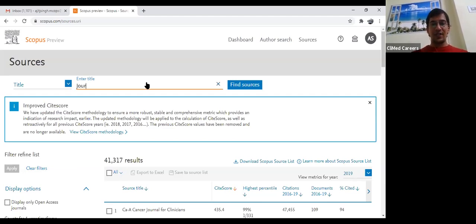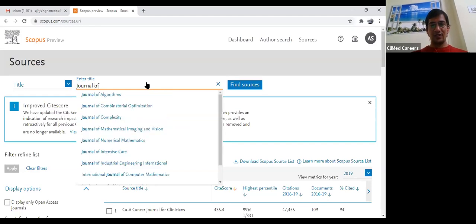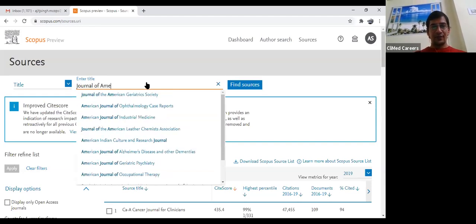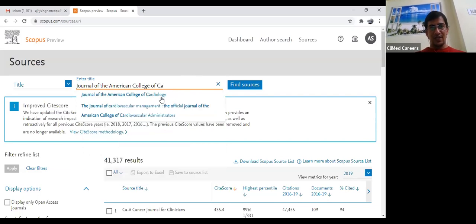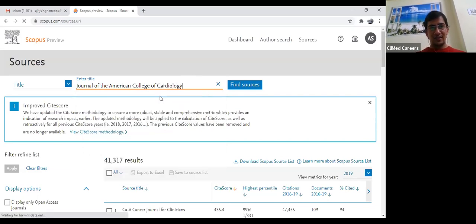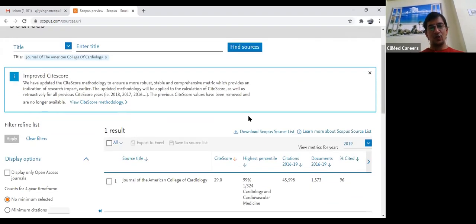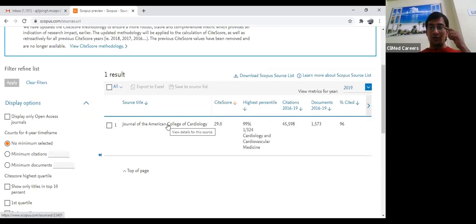Let's go to the best journal. I'll search the Journal of American College of Cardiology, right? If you can tell me any name, I will search your journal also after this. Okay, Journal of American College of Cardiology. This is a journal. Just click on this. It will open the journal. Here it's opened. Now, how to see if the journal is Scopus indexed and when it was? So just click on this.